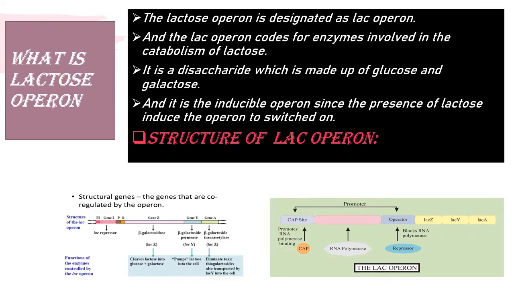So let's talk about what the lactose operon is. The lactose operon is designated as the lac operon, and the lac operon codes for enzymes that are involved in the catabolism of lactose, which is a disaccharide made of glucose and galactose. It is an inducible operon, since the presence of lactose induces the operon to switch on.